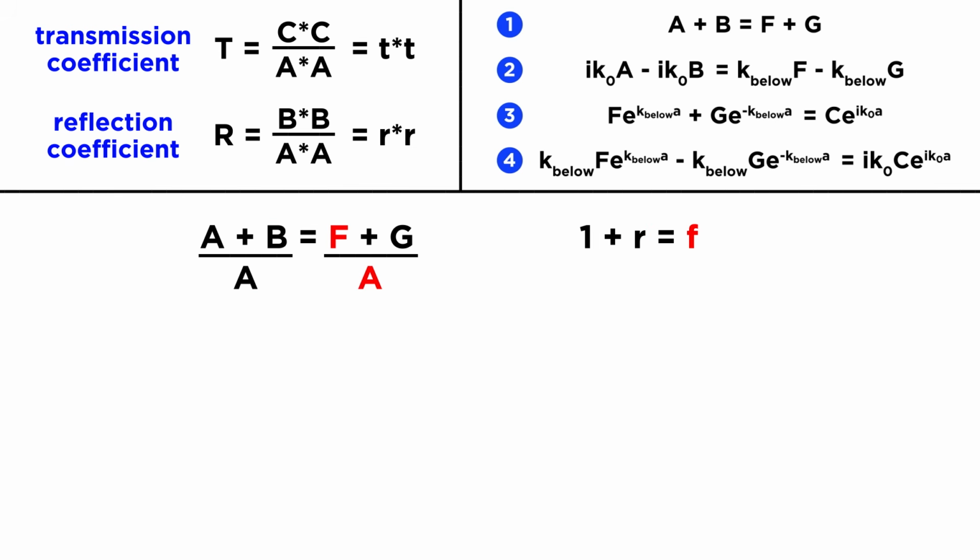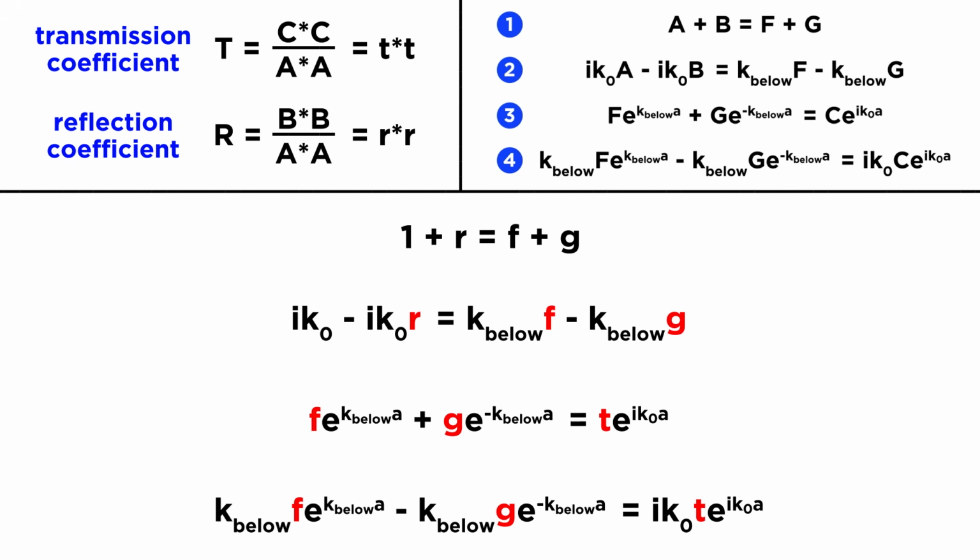And then to keep things simple, let's represent F over A as lowercase f and G over A as lowercase g. We can do the same thing for the other three equations, using our new lowercase variables, and whenever we have C over A, we place a lowercase t. This will be what we want to isolate, since this will give us our transmission factor.